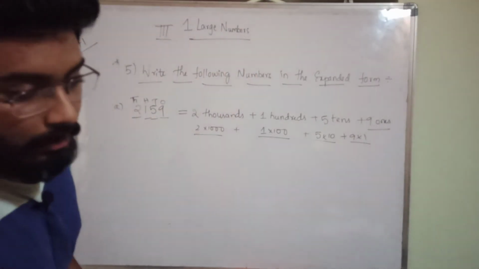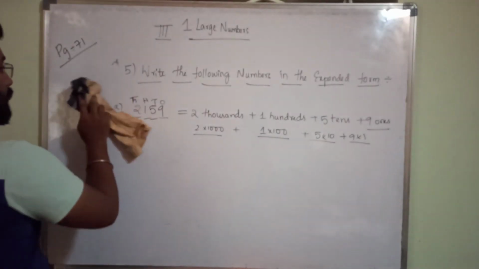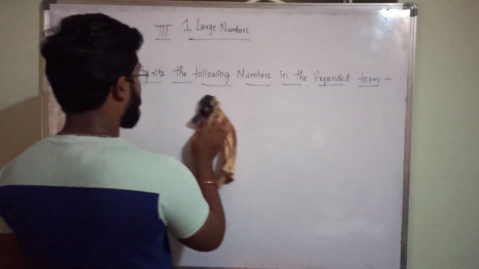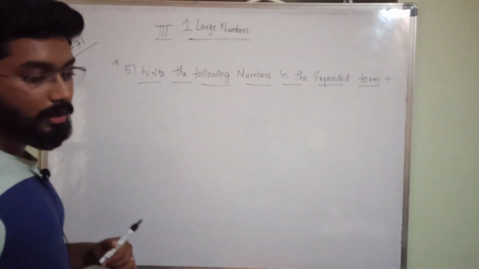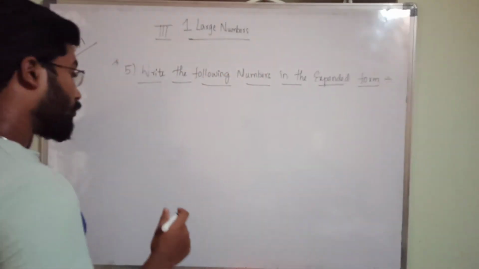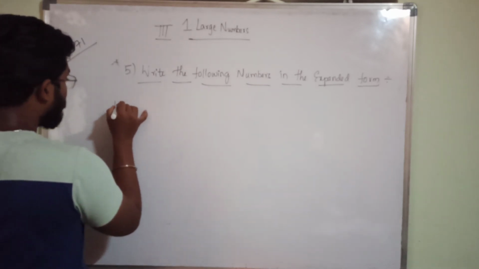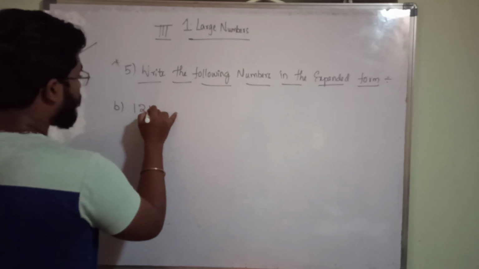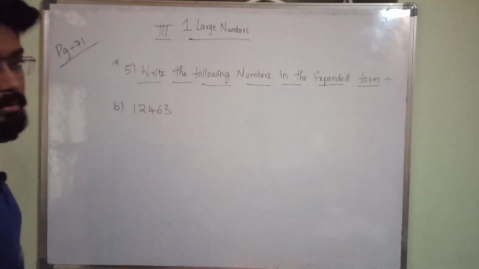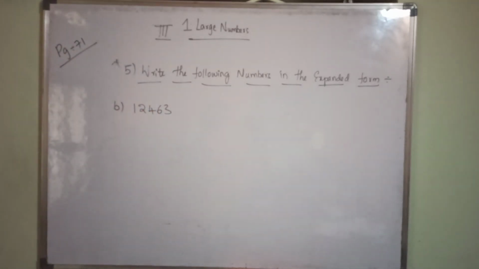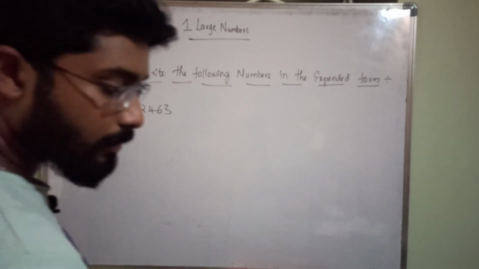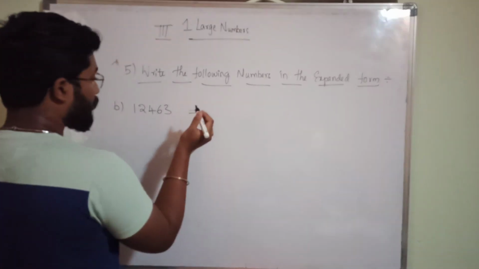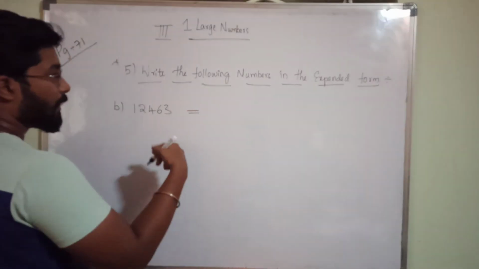Okay, this is how you have to follow. This is the first one. This is given as an example of how to write. Next one we will see how to write. Okay, what is that? B. 12,463. Okay, is it clear? B 12,463. So we will convert this into expanded form.